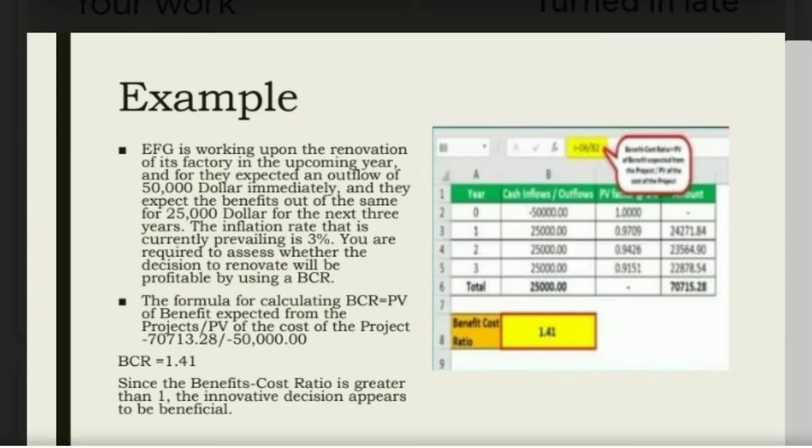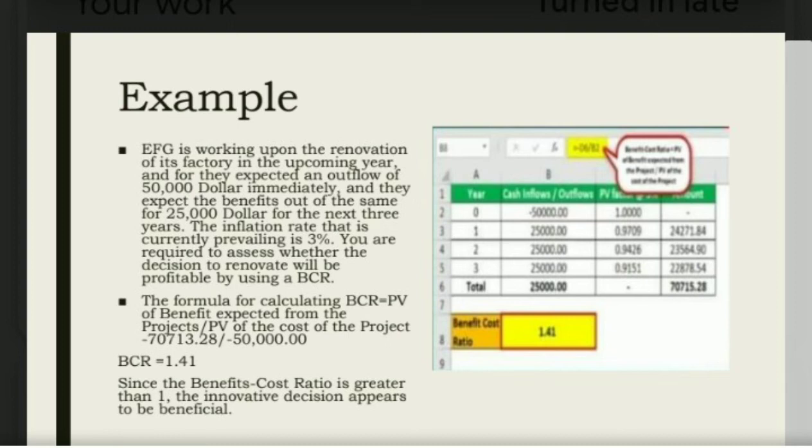So this is an example of the benefit cost ratio or BCR. Example number 1: EFG is working on the renovation of its factory in the upcoming year, and they expect an outflow of $50,000 immediately, and they expect the benefit of $25,000 for the next 3 years. The inflation rate currently prevailing is 3%. You are required to assess whether the decision to renovate will be profitable by using the BCR or benefit cost ratio. So this is the solution.